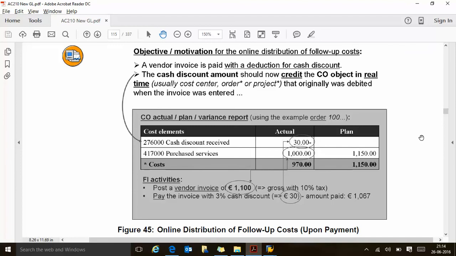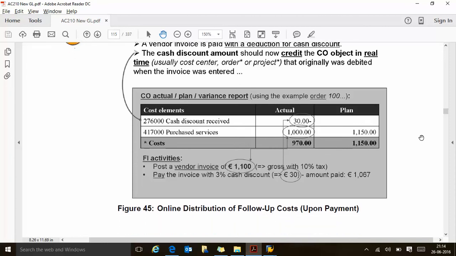FI activities: post a vendor invoice of 1100 euros, tax of 10%, pay the invoice with 3% discount, and the amount paid is 1067.